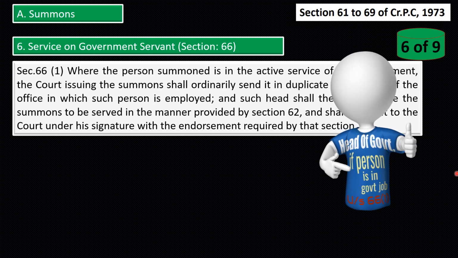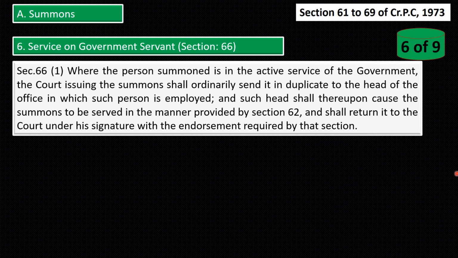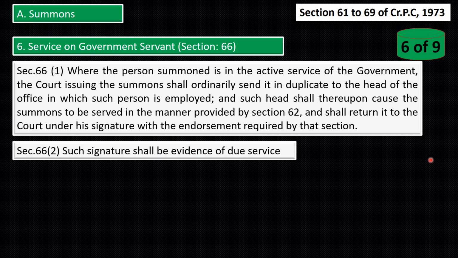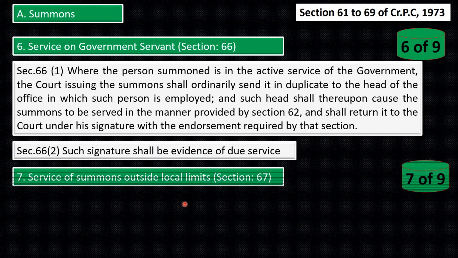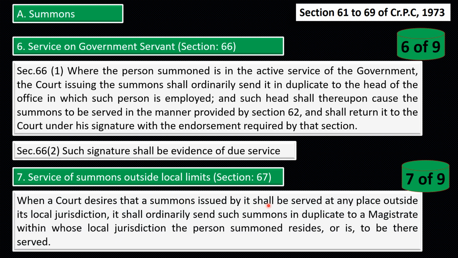Now we come to the next point, seventh point of summons, which says service of summons outside local limits as per the provisions of Section 67. Section 67 says that when a court desires that a summons issued by it shall be served at any place outside its local jurisdiction, it shall ordinarily send such summons in duplicate to a magistrate within whose local jurisdiction the person summoned resides or is to be served.